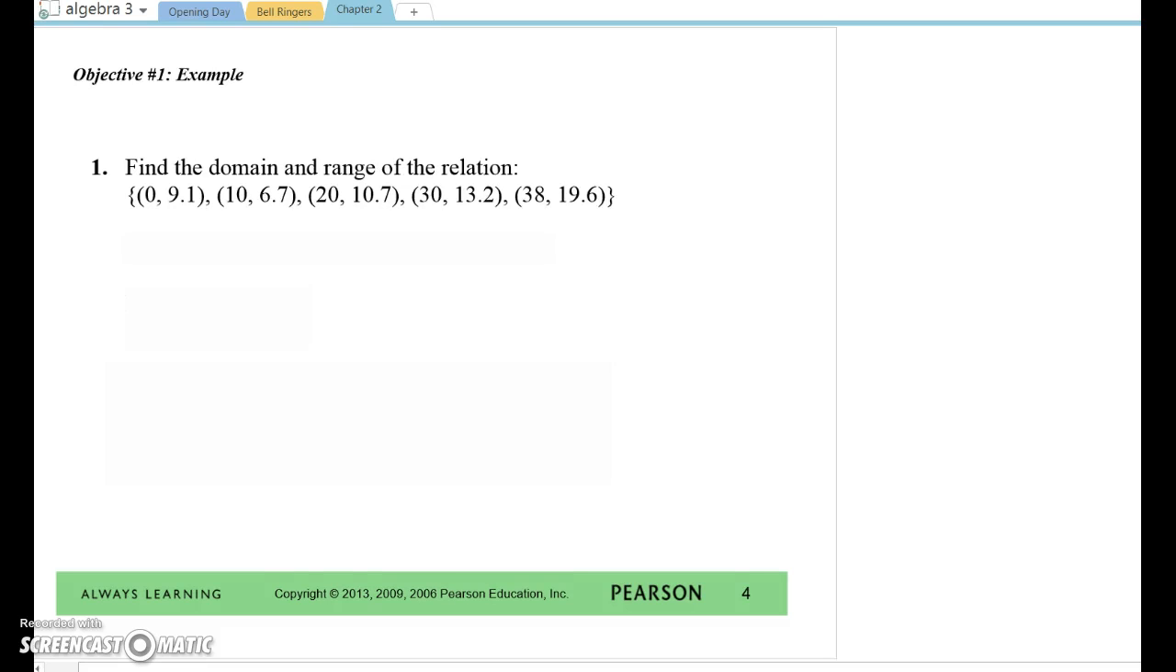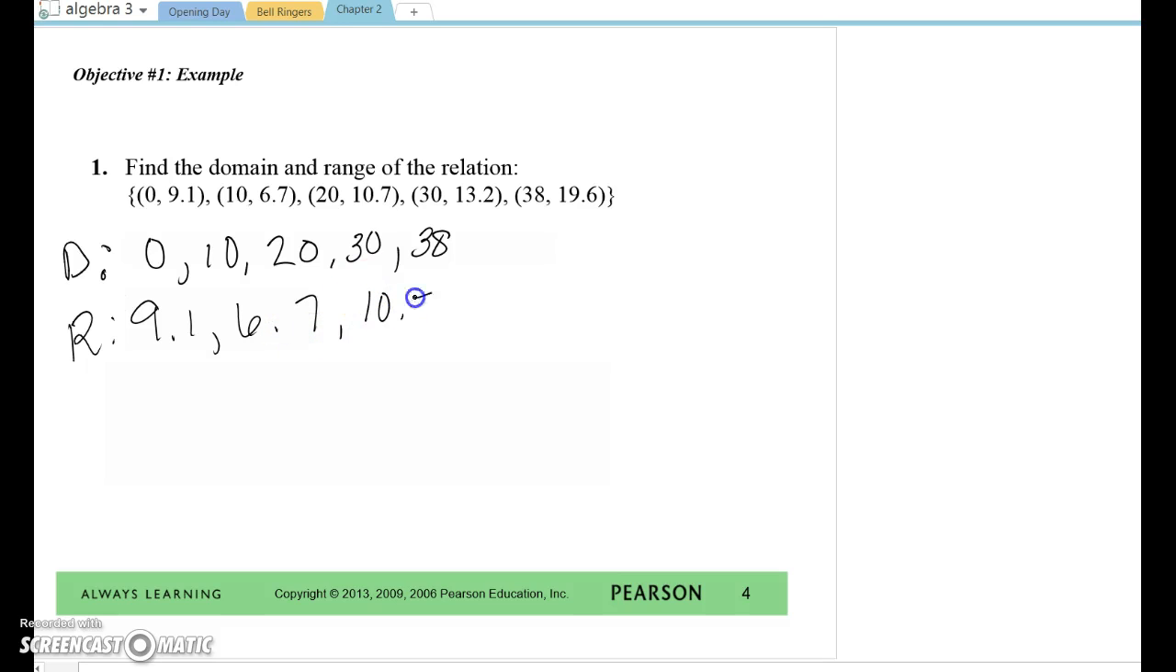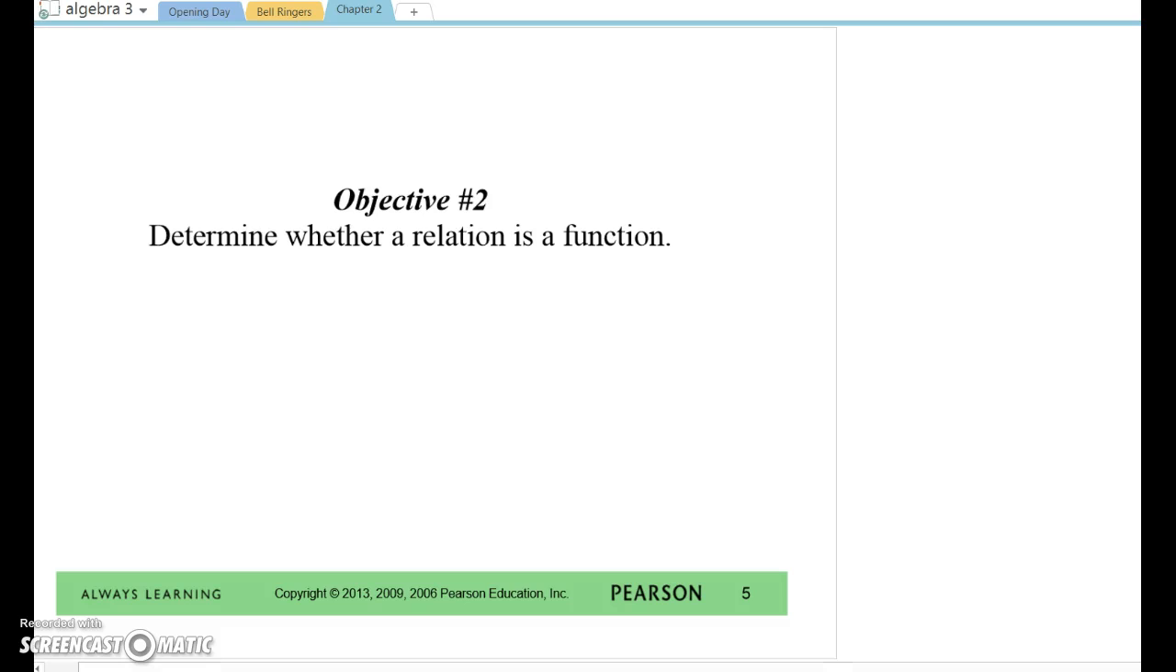So number 1, find the domain and range of the relation. When you have a set of ordered pairs, all you have to do is list your values. And if you have repeating values, you do not need to write them twice. So our domain will be 0, 10, 20, 30, and 38. Your range would be all your second numbers: 9.1, 6.7, 10.7, 13.2, and 19.6. Easy, easy, easy.